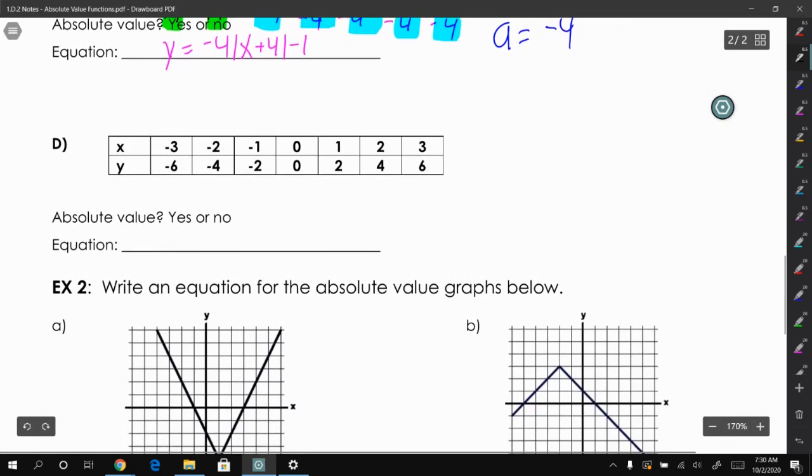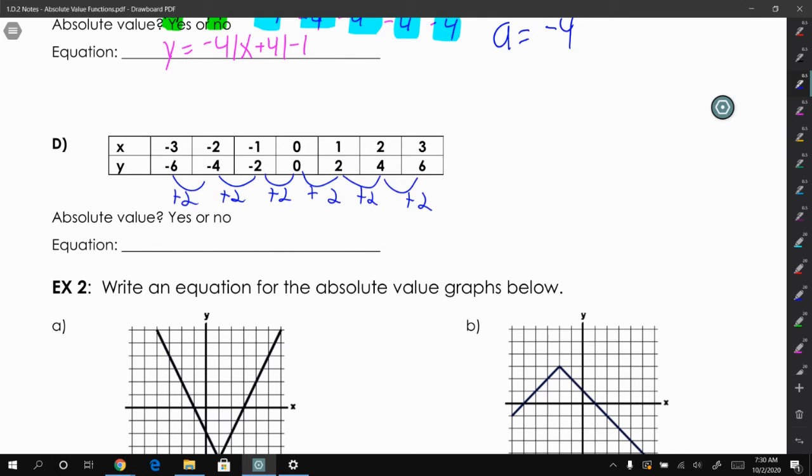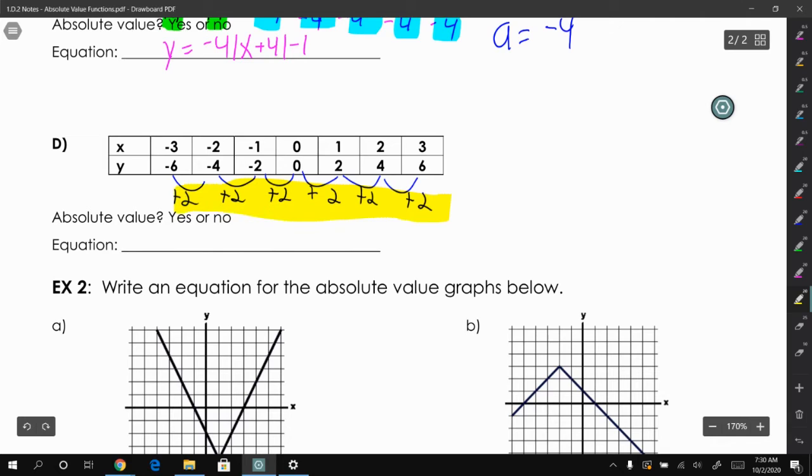Now letter D, we're adding 2, adding 2, adding 2, adding 2, adding 2, adding 2. So we never change from positive 2 to negative 2. If this were an absolute value function, we would eventually see a change to minus 2. But it's all plus 2 right here. So no, this is not an absolute value function.